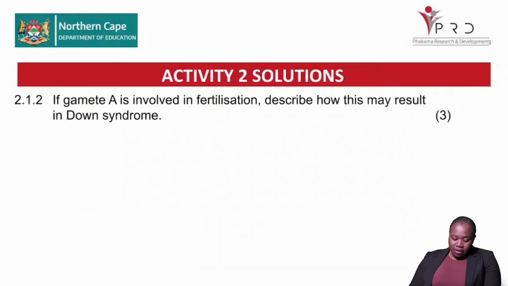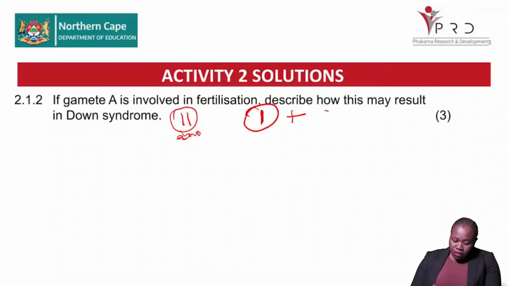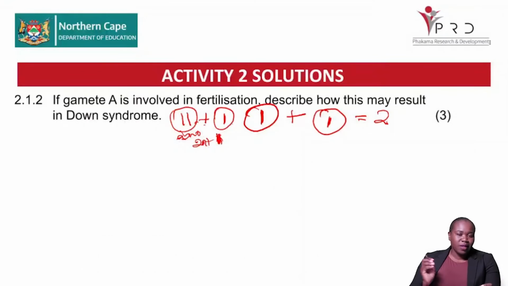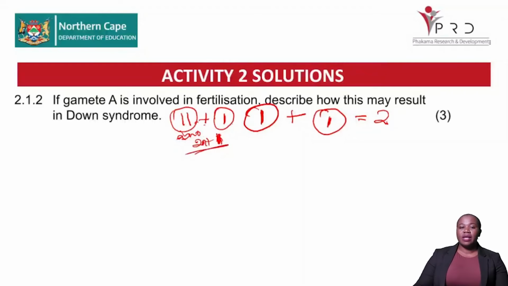2.1.2. If gamete A, which has 2 chromosomes, is involved in fertilization, describe how this may result in Down syndrome. So, gamete A looks like this. But if gamete A was normal, this is abnormal gamete A, right? If gamete A was normal, it would have 1 chromosome, right? And then if it mates with a normal cell, it would have another one, and then we would have 2. However, because gamete A is abnormal, it will mate with a normal gamete, and then we would have 2n plus 1. So we would have the normal number of chromosomes plus 1 extra chromosome. So that is how it would end up in Down syndrome.